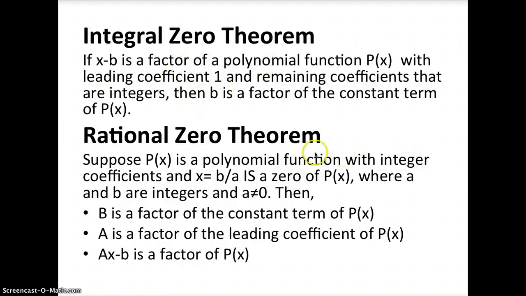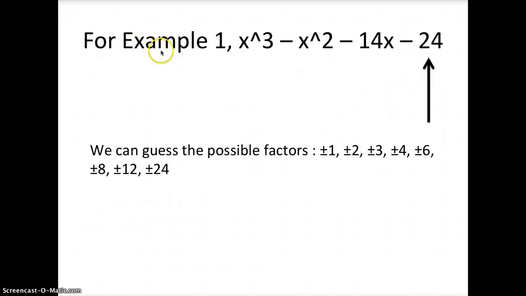For the rational zero theorem, where it's like ax minus b, a is a factor of the leading coefficient of p(x), and b is a factor of the constant of p(x). For example, x cubed minus x squared minus 14x minus 24, we can guess the possible factors of 24: 1 times 24 gives 24, 2 times 12 gives 24, and 3 times 8 gives 24.